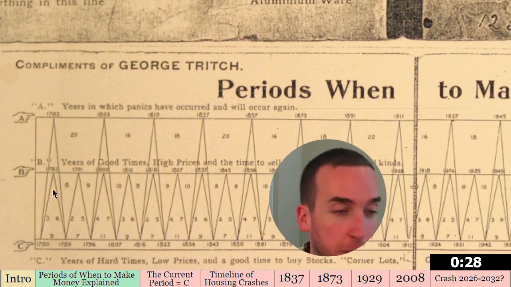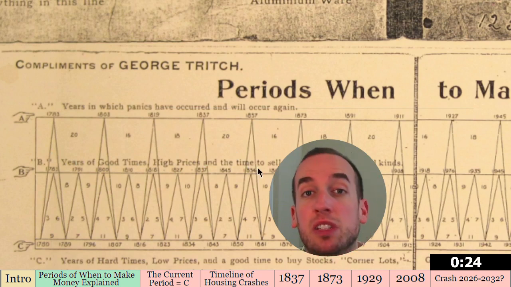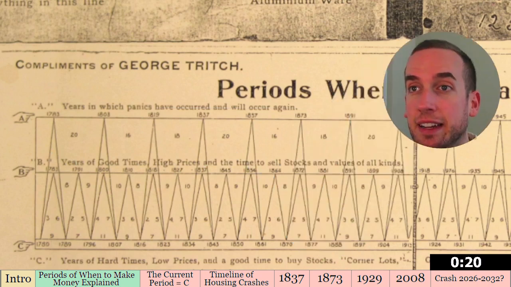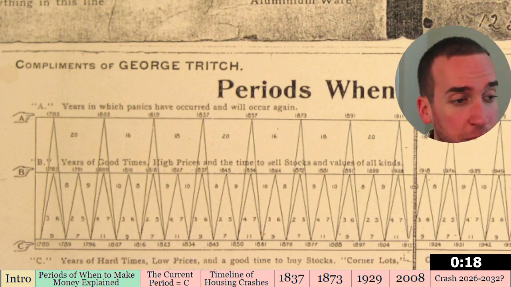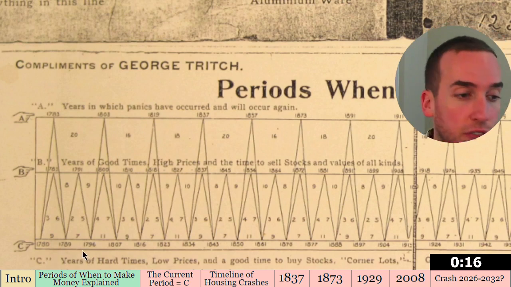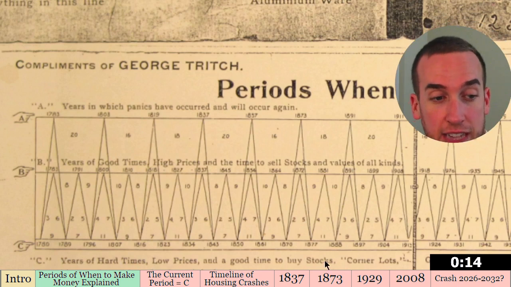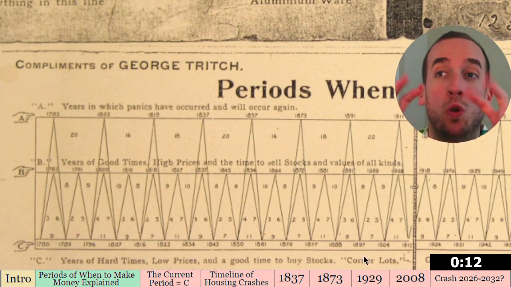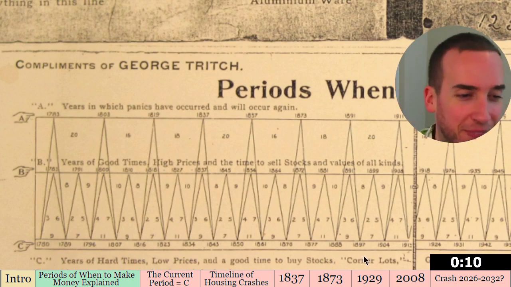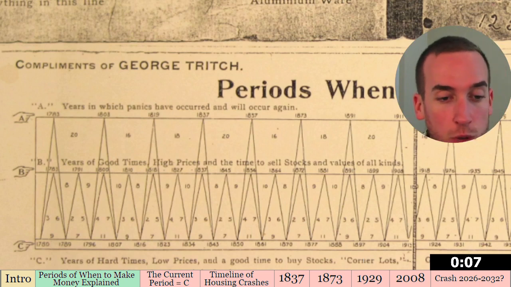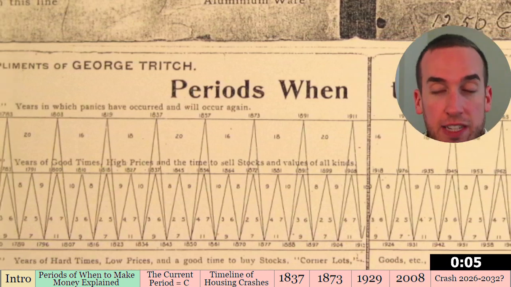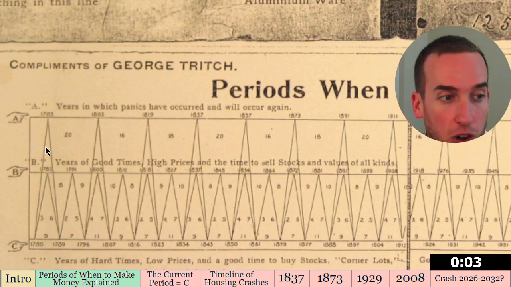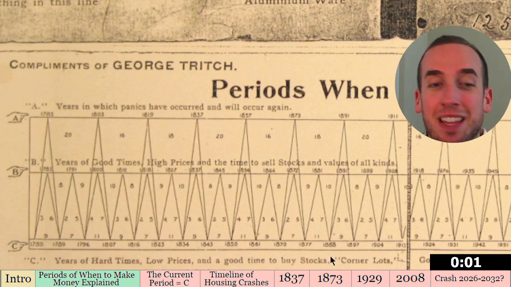And then we have period B right here. It says years of good times, high prices, and time to sell stocks and values of all kind. And then we have period C right here. Years of hard times, low prices, and a good time to buy stocks, corner lots, real estate, goods, etc. Hold till the boom reaches the years of good times, and the years of good times are right here.